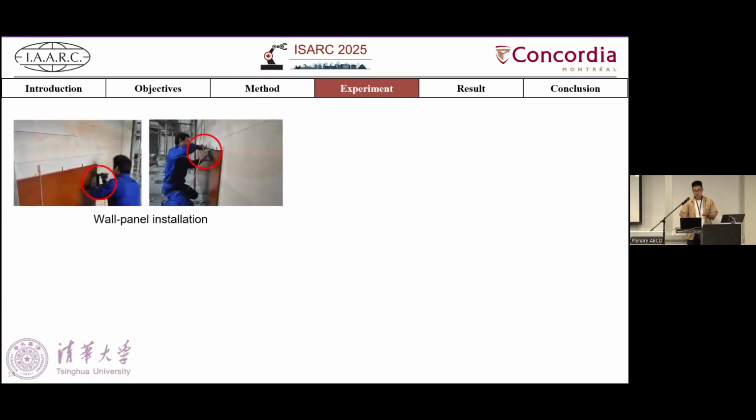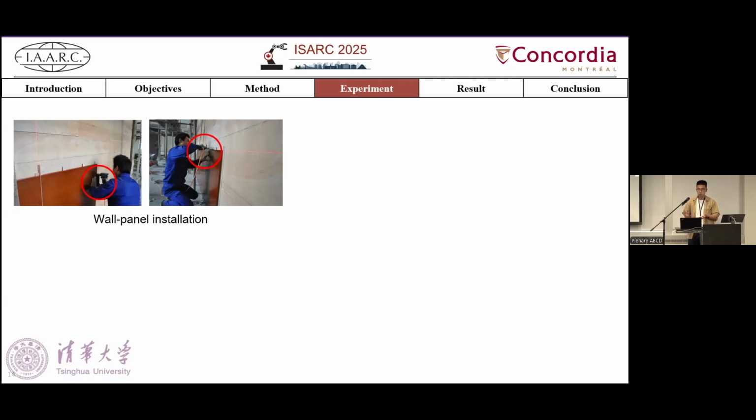And to validate our method, we do an experiment. We use the wall panel installation as an example. In traditional construction, it needs a worker to hold the panel while using a nail gun to fix it to the wall.